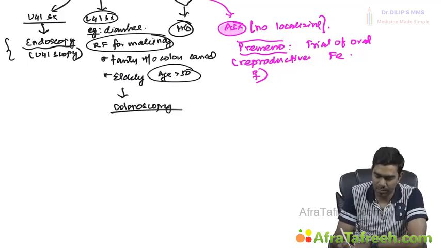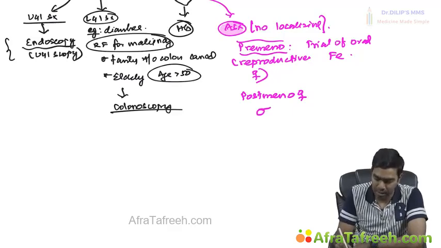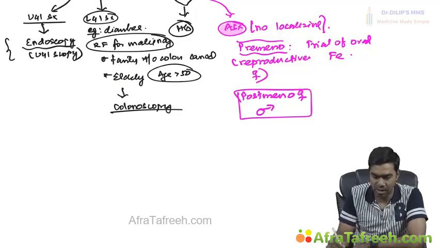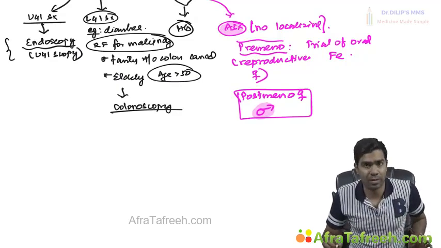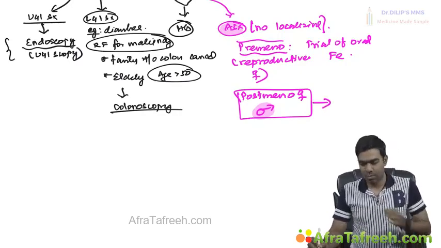So suppose it's a postmenopausal woman, or it's a man, because a male has nothing to do with iron deficiency. Whenever you see an iron deficiency in a male, it's something very significant. So if it's a postmenopausal woman, or a male with iron deficiency, because males have nothing to do with blood loss, there should be something. They don't menstruate, isn't it? So what is the way for the blood loss?